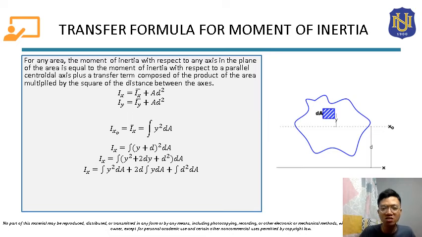If we distribute this, this will become the integral of y squared dA plus 2d times the integral of y dA plus the integral of d squared dA. In this case, the integral of y squared dA, we actually know this already as Ix bar, the centroidal moment of inertia. So we will rewrite this as Ix bar.